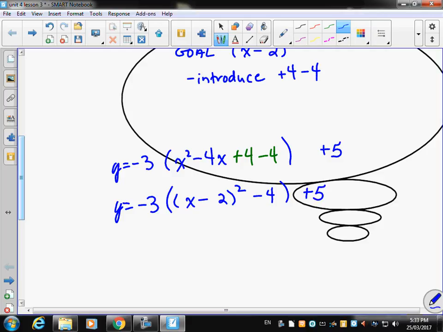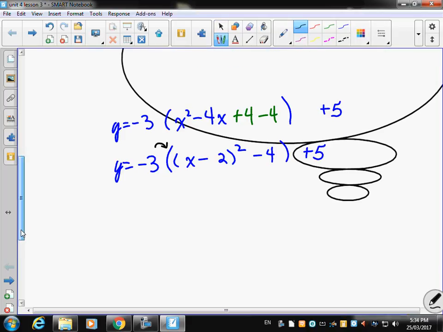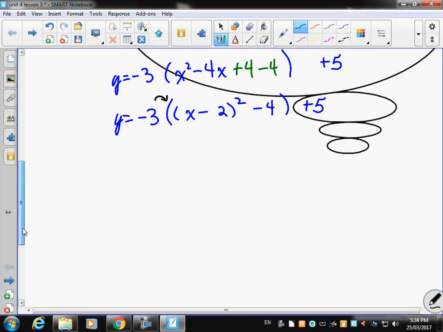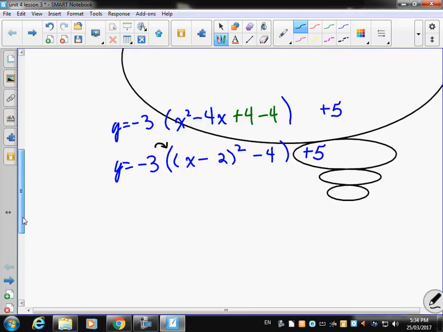Almost done. I don't like that extra set of brackets because I want it in vertex form, and vertex form doesn't have that set of brackets, so I'm going to do distributive law. That would be the last thing I'm doing here. Sorry, I've missed my number 3 and 4. So the last thing I would do would be to do distributive law.